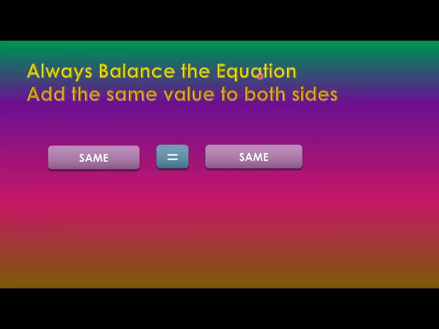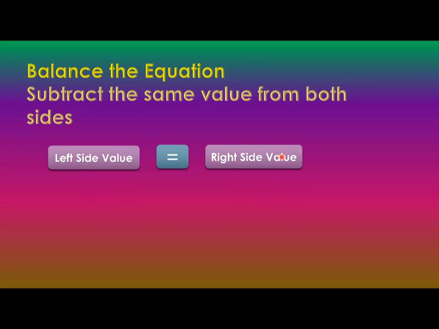Always balance the equation. Add the same value to both sides. If we add 5 to the left-hand side, we must add 5 to the right-hand side. Again, I stress, you must always balance the equation. Subtract the same value from both sides. If we take 5 away from the left-hand side, we must take 5 away from the right-hand side.